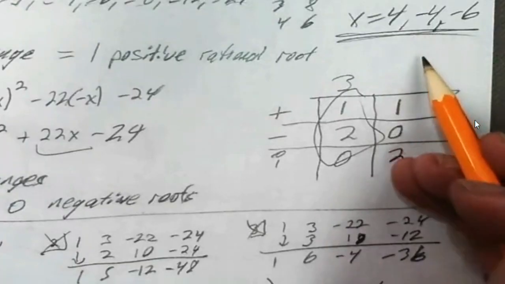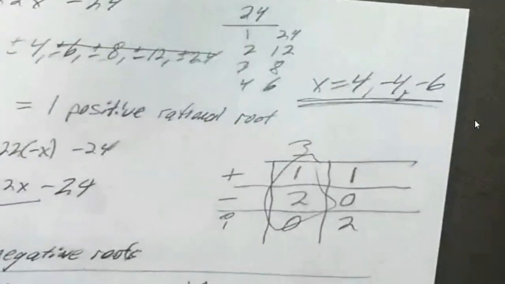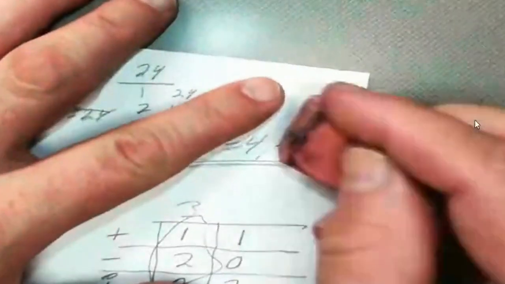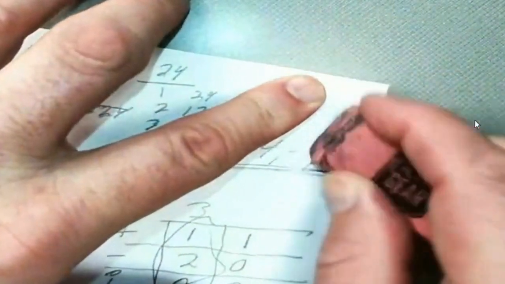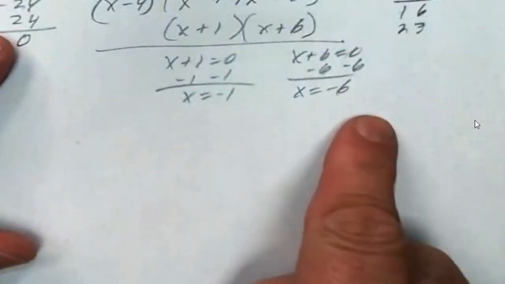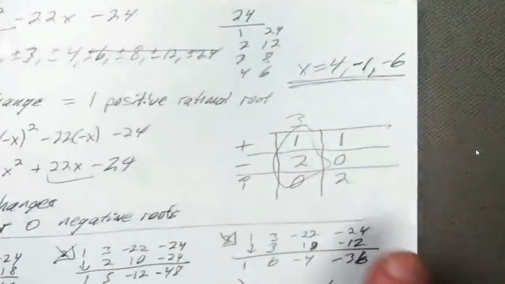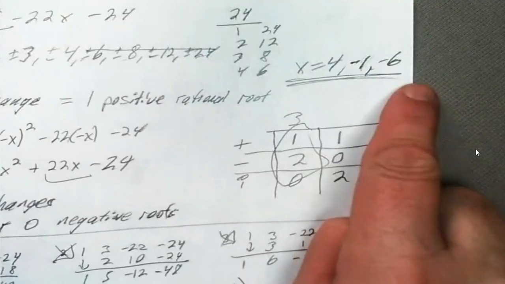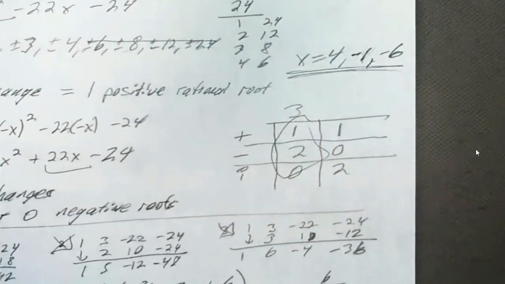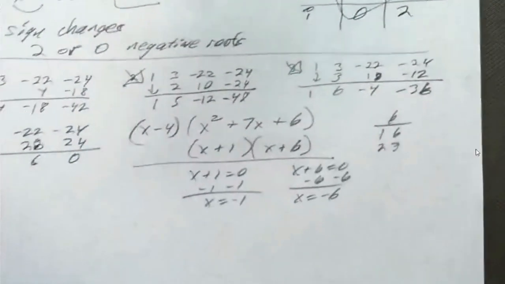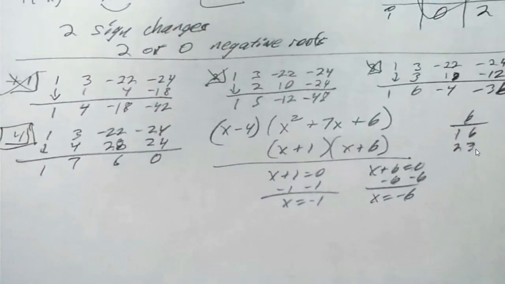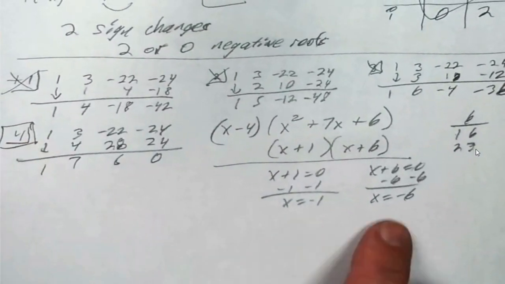Oh, wait, did I put negative 4 up there? Why did I put negative 4? Don't let me write down things that are wrong. We calculated negative 1, negative 6, not negative 4. Okay, 4, negative 1, negative 6. That is what we expected to find as the three solutions, the three places where it crosses the x-axis, the three zeros, because that's what we found down here: 4, negative 1, negative 6.